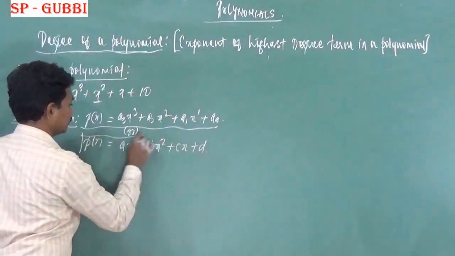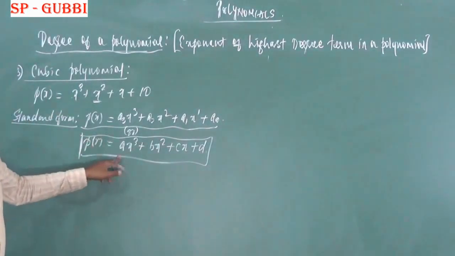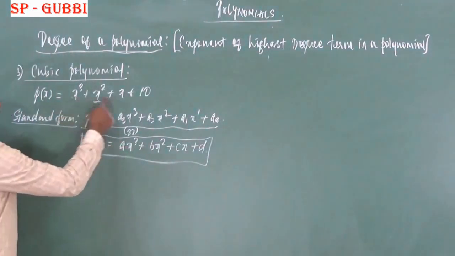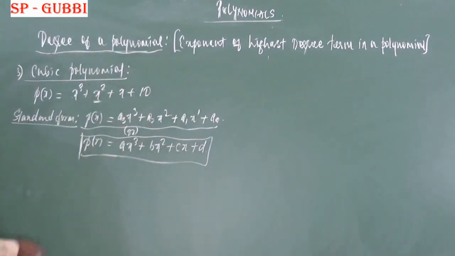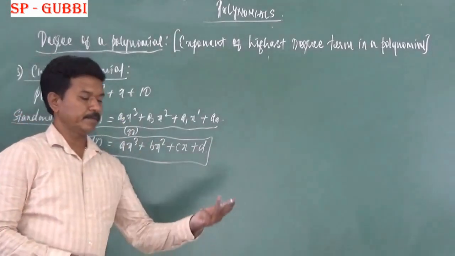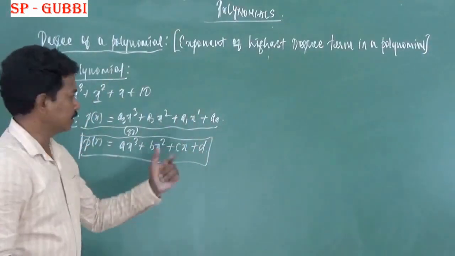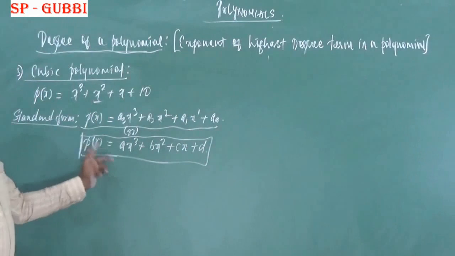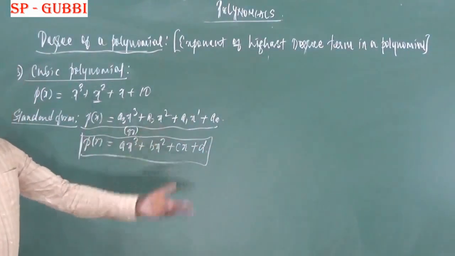So this is also the standard form of a cubic polynomial which is being used in your textbook. In between the terms you may have plus sign and minus sign, that depends on the polynomial. So a cubic polynomial can also be a monomial, it can also be a binomial, it can also be a trinomial, and it can also be a polynomial with 4 terms.